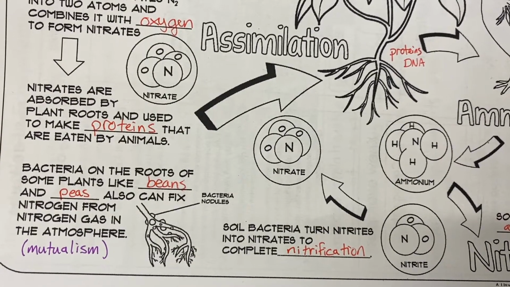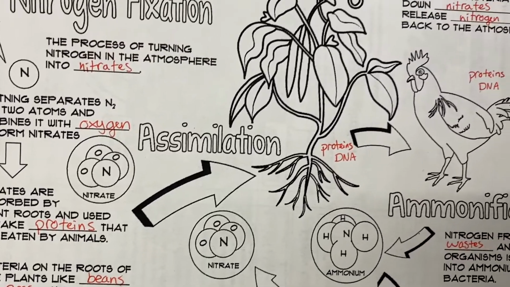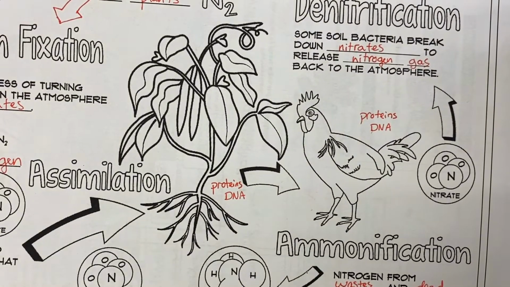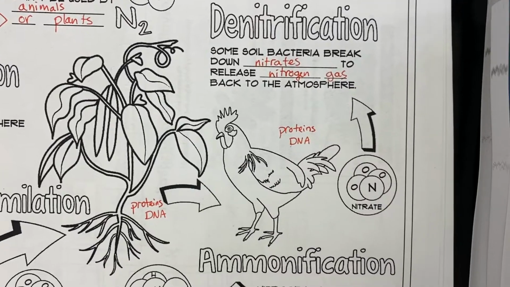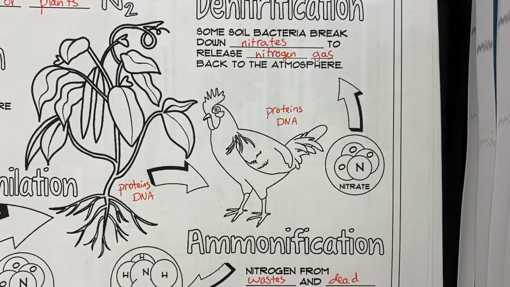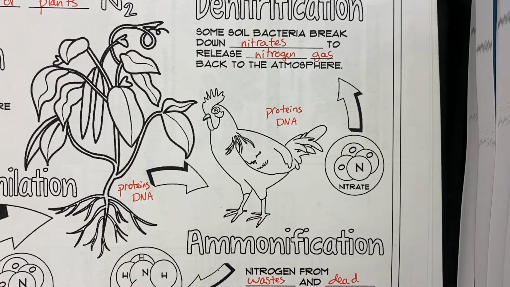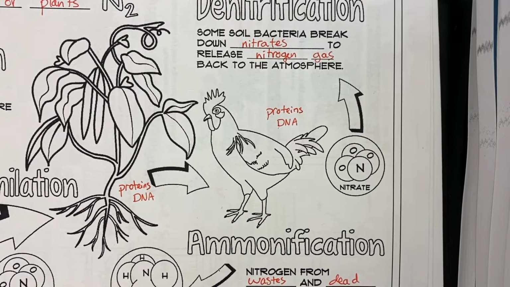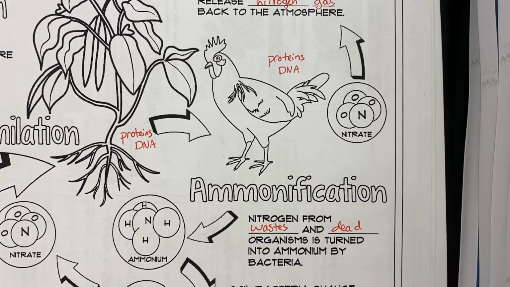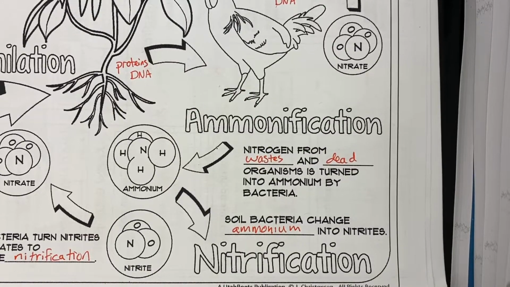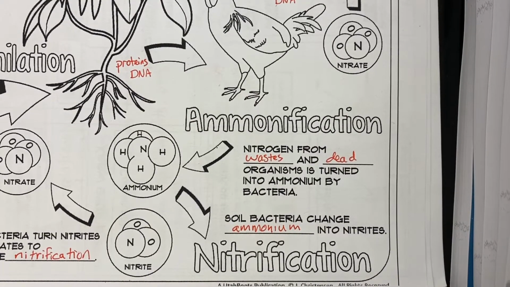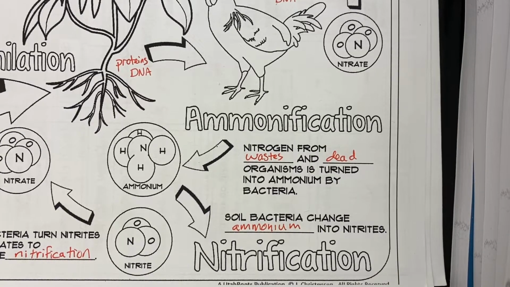Once you have nitrates in the soil, they are assimilated by the plant. That means the plant takes up nitrates and uses them in their proteins and their DNA. And then animals get their nitrogen from eating plants or from eating animals that have eaten plants. Okay, so this is assimilation. Once that animal or plant dies, or when it excretes waste, the nitrogen from the wastes and dead organisms is turned into ammonium by bacteria, and that's called ammonification.